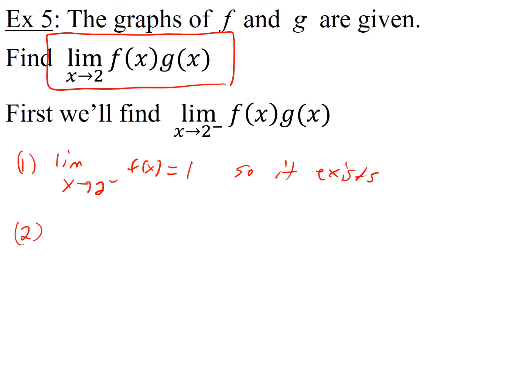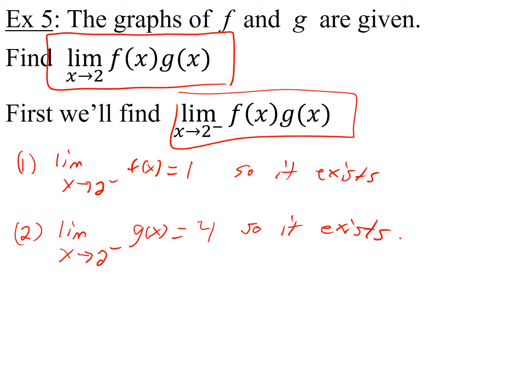Then we also know the limit as x goes to 2 of g from the left. Again, everything is left-hand limits for this part of the example. The limit as x goes to 2 from the left was 4, so it exists. Okay, so since both left-hand limits exist, I can find the left-hand limit of f times g.